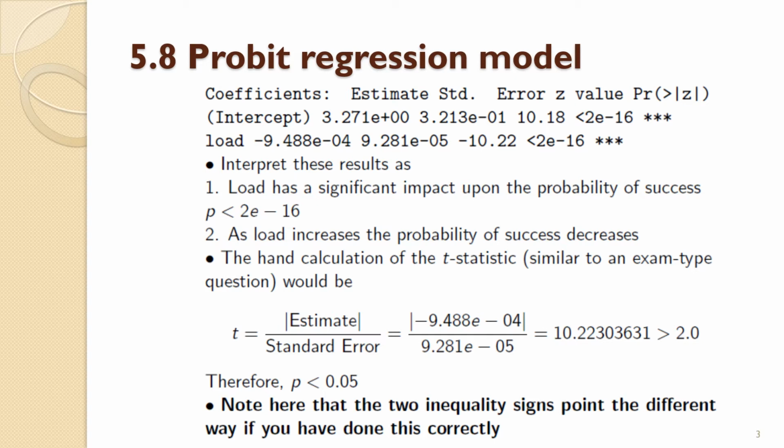I want to give an example hand calculation of the T statistic, similar to something I might set in an exam type question. What you have in this case is that the statistic is greater than 2.0, so the p-value is less than 0.05, and again, my little trick here that I wanted to emphasize, if you're doing this bit correctly, the inequality sign should point a different way.